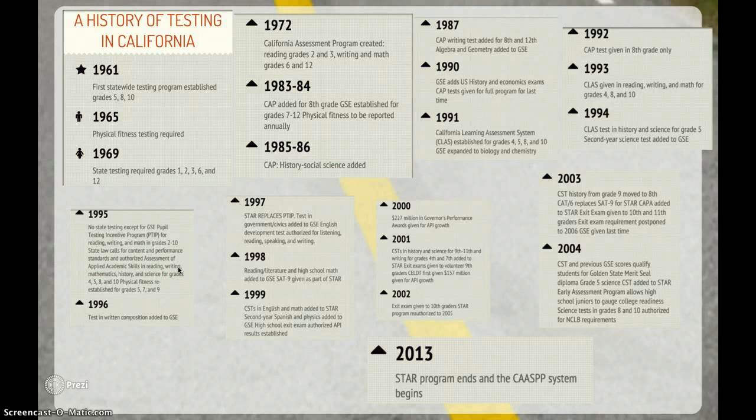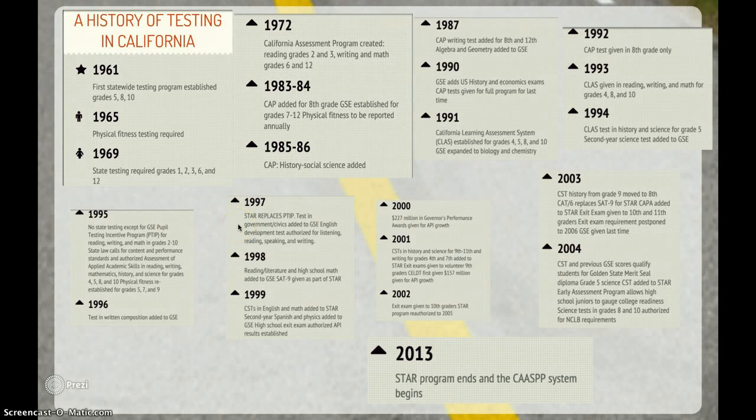The Pupil Testing Incentive Program, PTIP, was created to test reading, writing, and math in grades 2nd through 10th. The assessment of applied academic skills was authorized as well in order to have content and performance standards in reading, writing, mathematics, history, and science for grades 4th, 5th, 8th, and 10th.